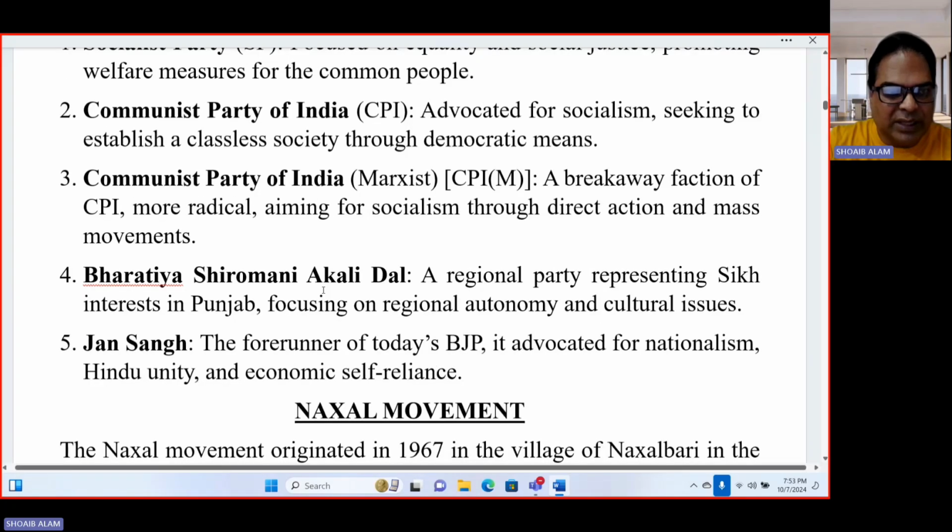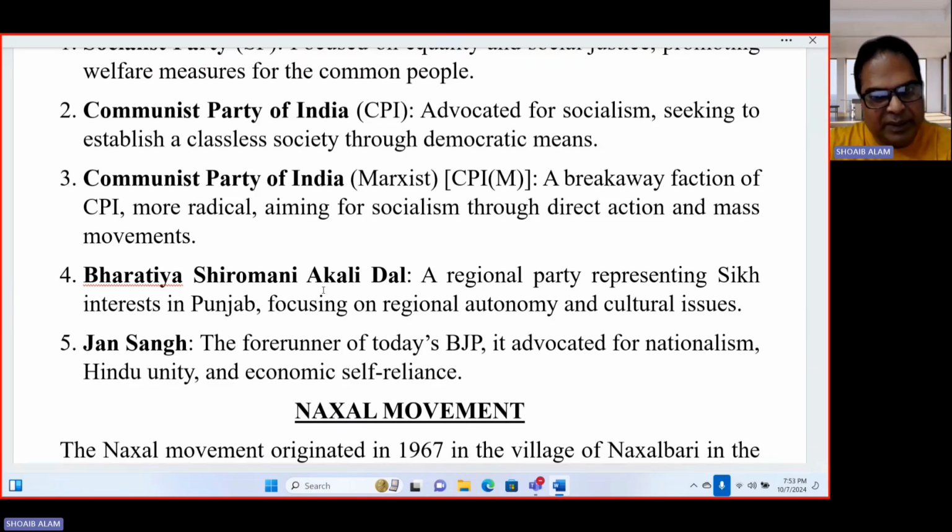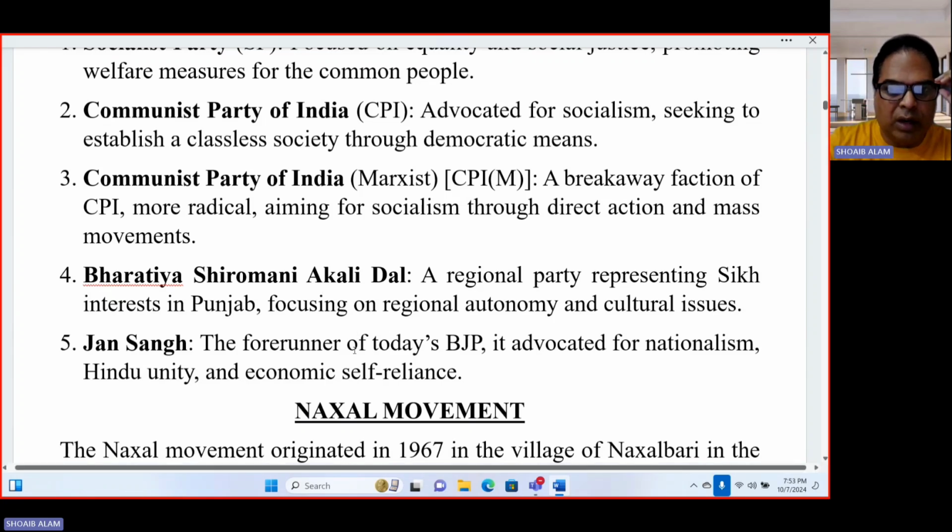And the last one is Jan Sangh, the forerunner of today's BJP. Earlier it was known as Jan Sangh, and from Jan Sangh the BJP was born. It advocated for nationalism, Hindu unity and economic self-reliance. So you can understand their ideology. On the basis of this ideology, all these parties are functioning.